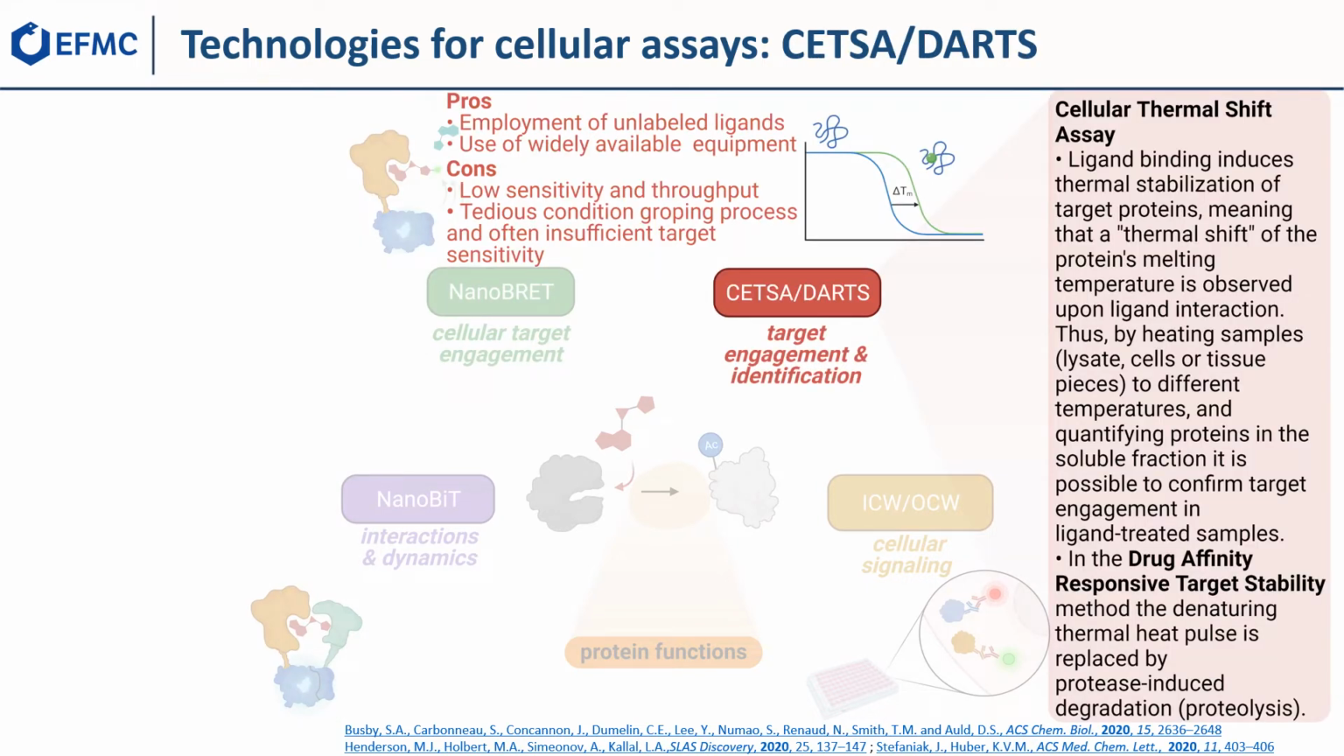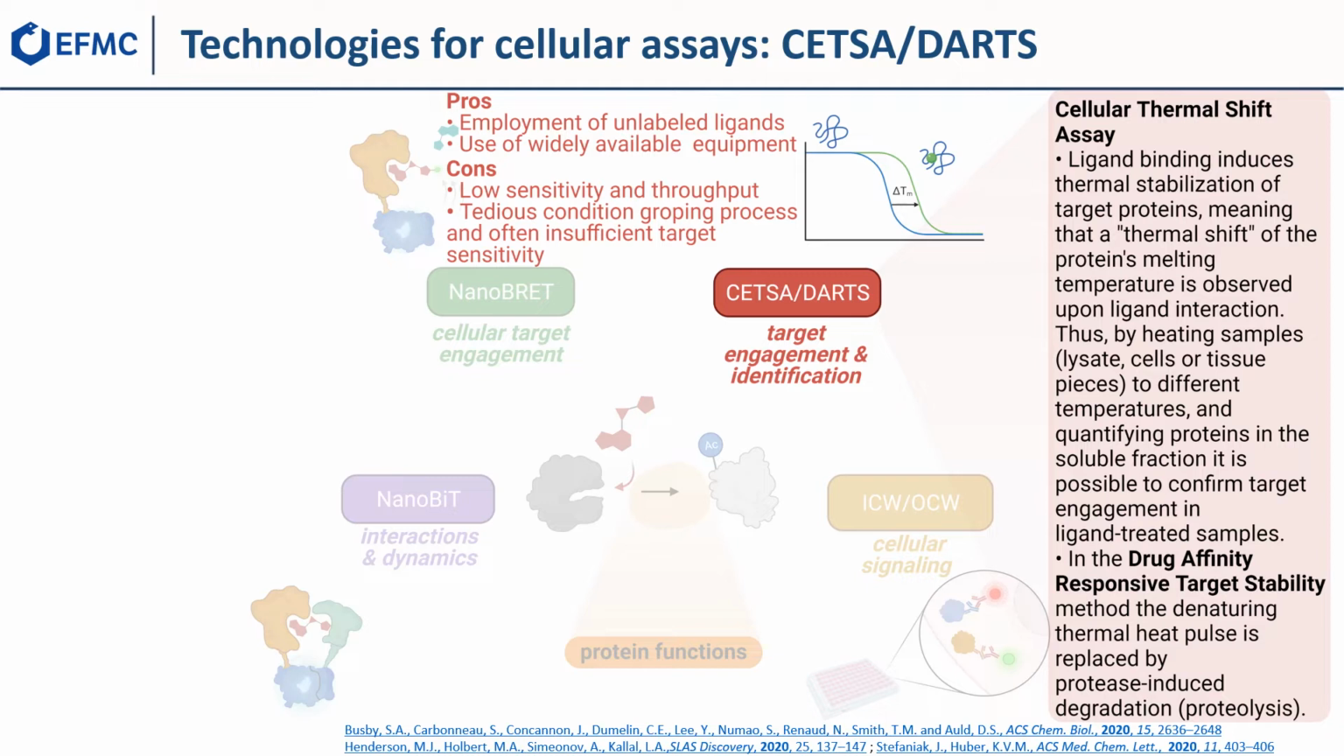The cellular thermal shift assay, or CETSA, has emerged in recent years as a versatile target engagement and identification assay. It is based on the fact that proteins undergo denaturation upon a heat pulse and that ligand binding results in alterations of protein thermal stability. This often leads to an increase of the temperature needed for unfolding, thus causing the observed thermal shift.